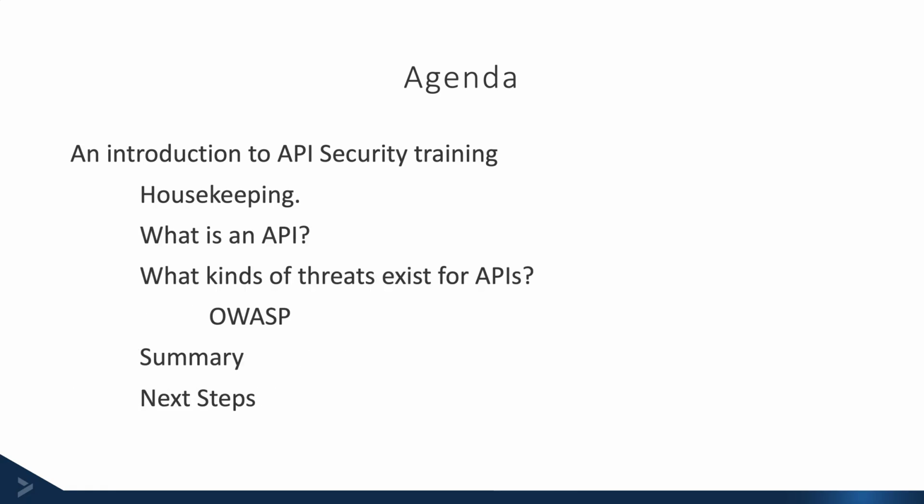In this video, an introduction to API security training, we're going to talk about what an API is, the threats against those APIs. We're going to go through the OWASP API top 10, and then I'll wrap it all up and give you some next steps to prepare you for the next video, which is going to have interactive lessons in it.